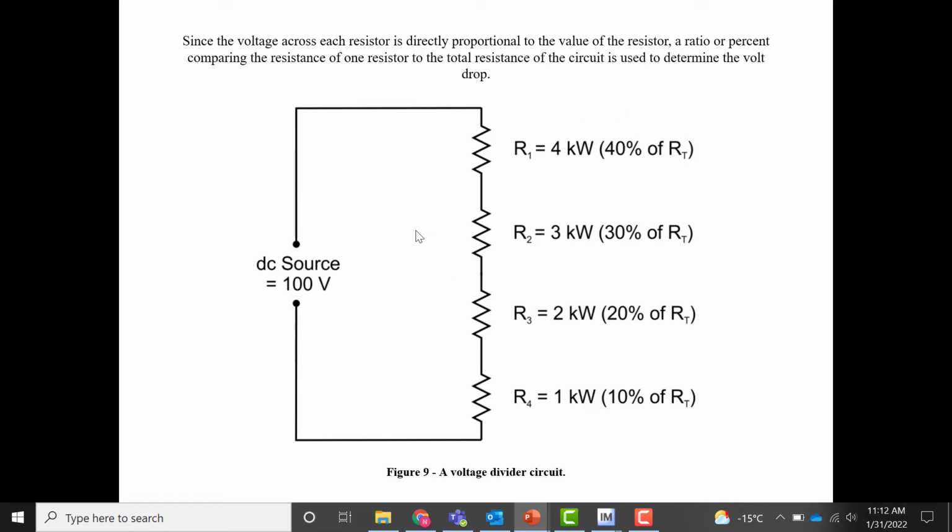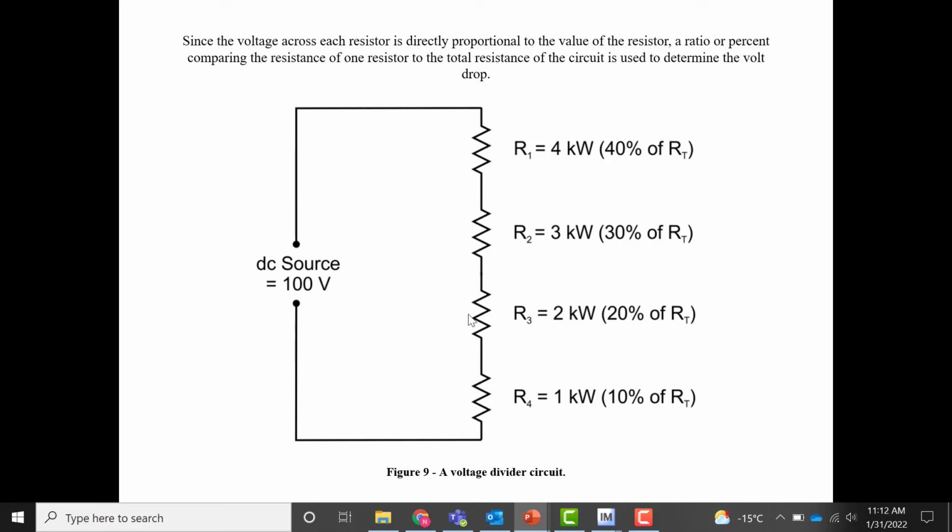Then we could always get the current going through it, because it's a series circuit. Then multiply the current by the resistance of each one of these and get the volt drop. So what they're saying is in series circuits, for a lot of DC circuits, they will create these series circuits to split the voltages up to basically get a reduced voltage for different parts or components of the circuit.